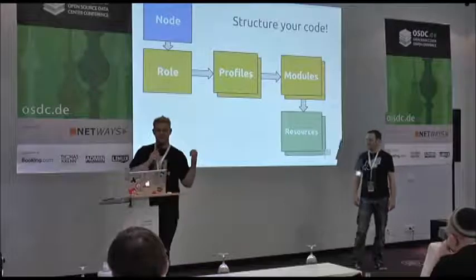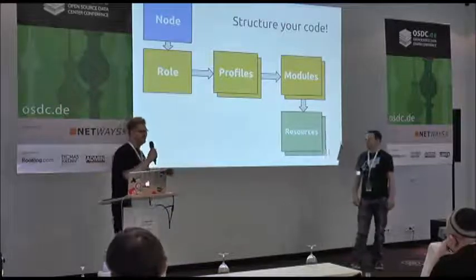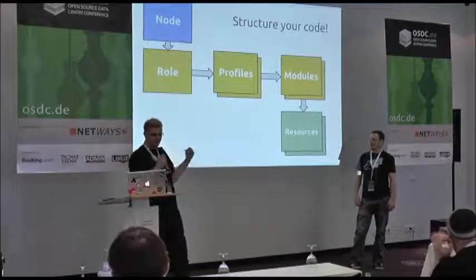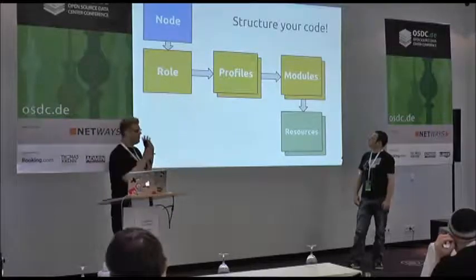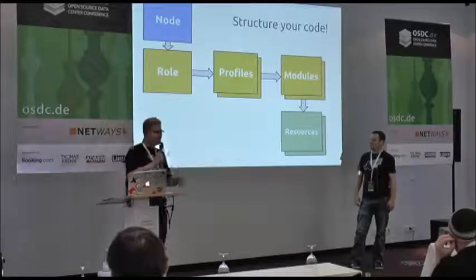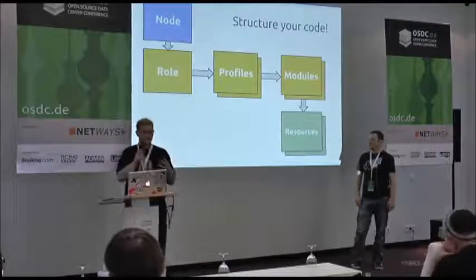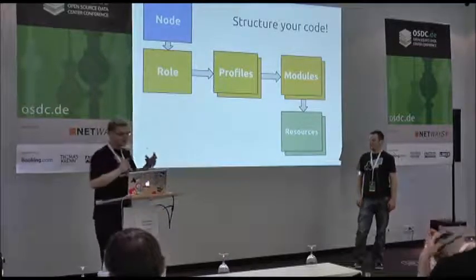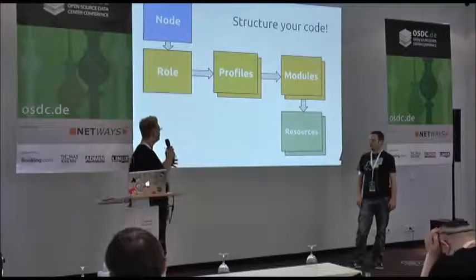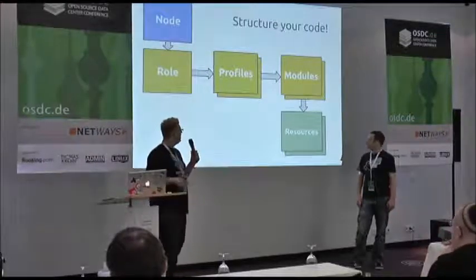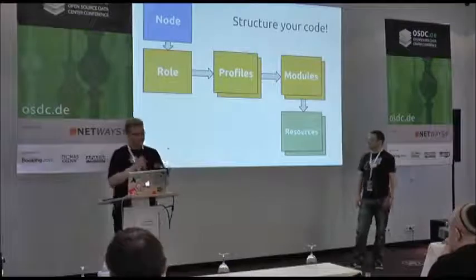The first one is what we had a slice of in the role play, the role model we got. You have nodes in Puppet, and for us, every node has one single role. It has no more roles. It's really bound to one role, and this role consists of several profiles, and the profile then has more modules, and they use resources.